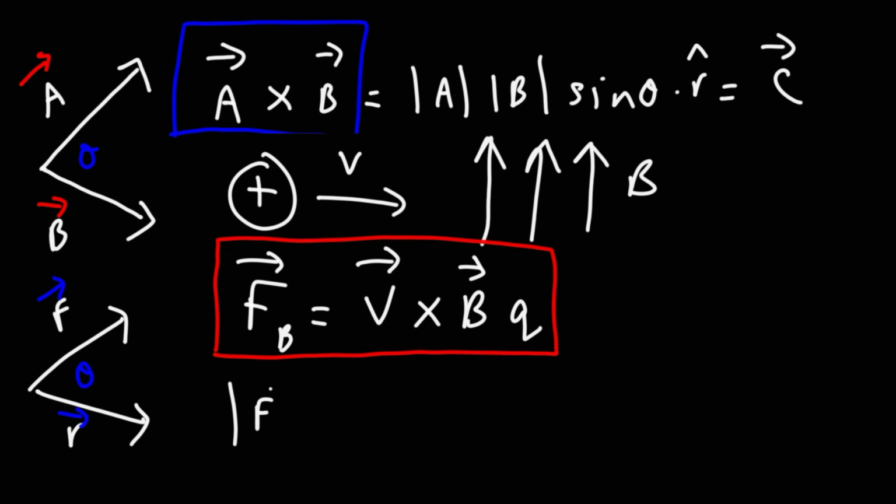If you just want to find the magnitude of this vector, you could use this part of the formula. So it's going to be the velocity vector times the magnetic field times Q, and then just sine theta.